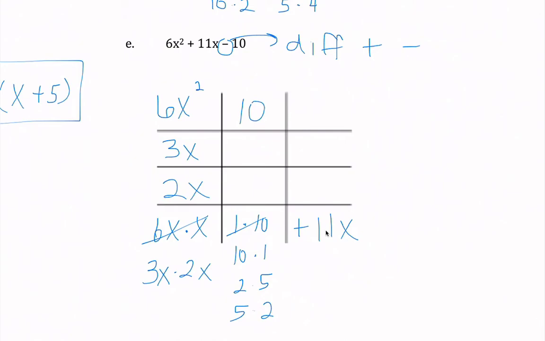So now I'm going to try the next one, 10 and 1. So I multiply across. 3x times 10 is 30x. Multiply across the bottom. 2x times 1 is 2x. So I try to combine these to get to 11, either adding or subtracting. There's no way a 30 and a 2 will give me that 11, so that doesn't work either. So keep working through our options. My next option is a 2 and a 5. Multiply across the top. 3x times 2 is 6x. Across the bottom, 2x times 5 is 10x. So either by adding or subtracting, there's no way a 6 and a 10 will give me 11. So that's not working either.